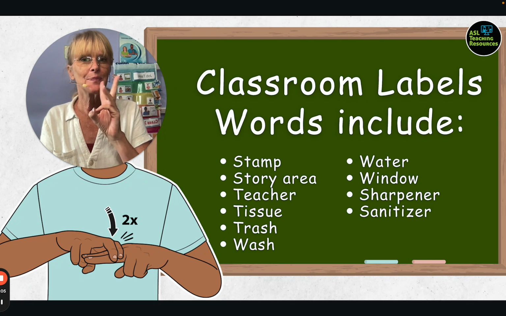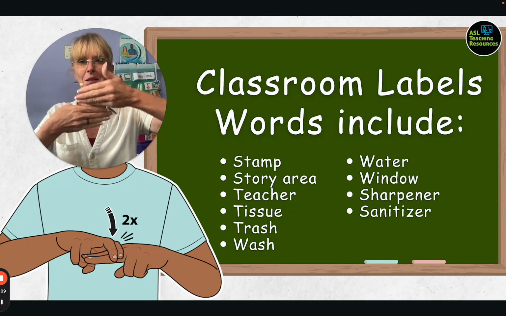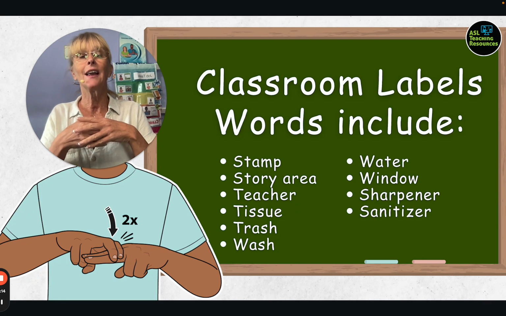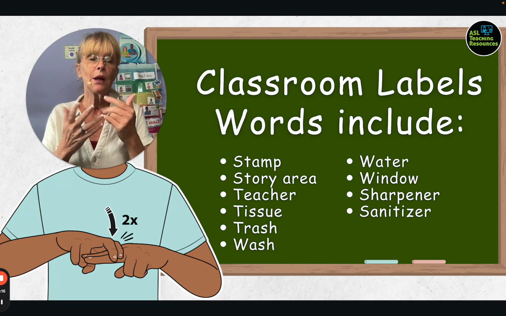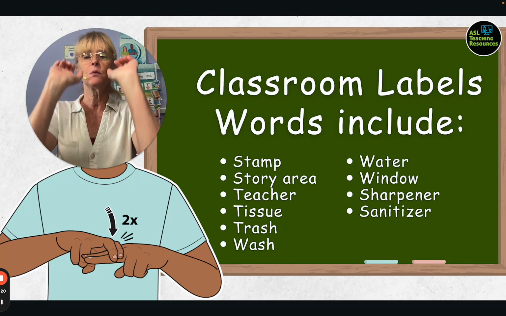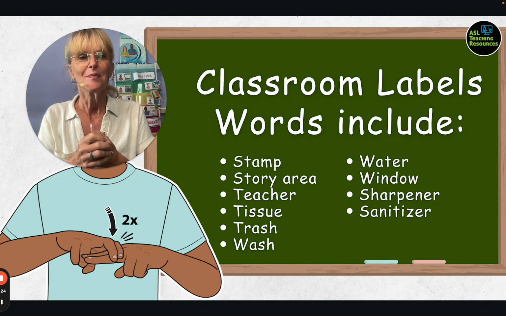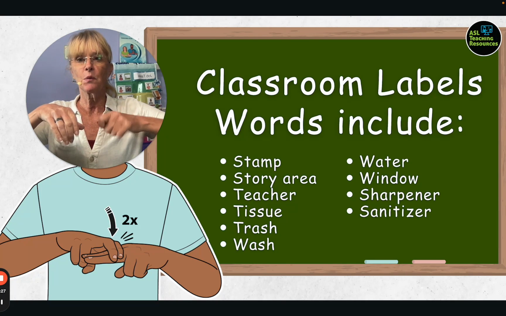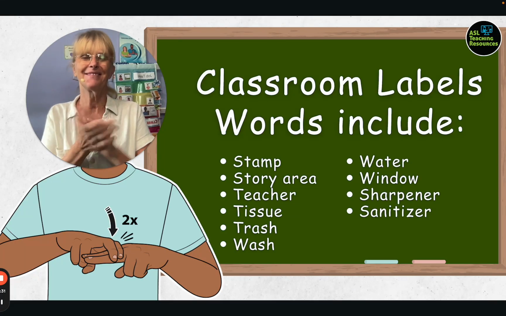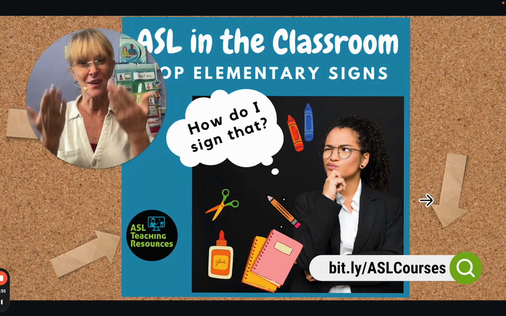Okay, water. W hand, water. Window, 2 times. To lift the window, 1. Of course, you can move into what we call classifiers, where you're actually lifting the window or opening the window. Just depends. Sharpener, here's your thing, and then we're going to sharpen a pencil. Hand sanitizer, squirt, squirt. There we go. There is a lot of your signs right there.